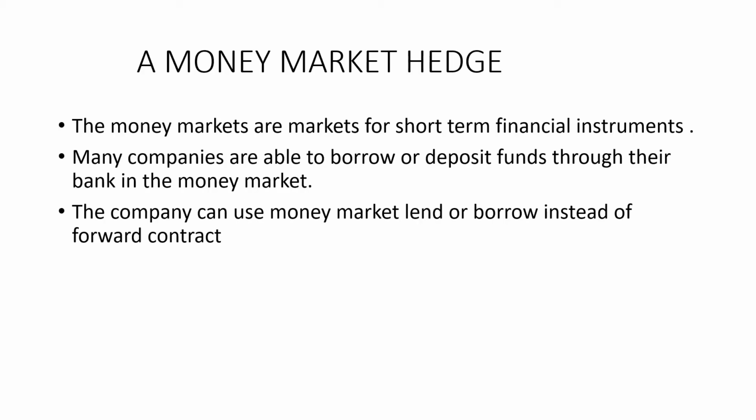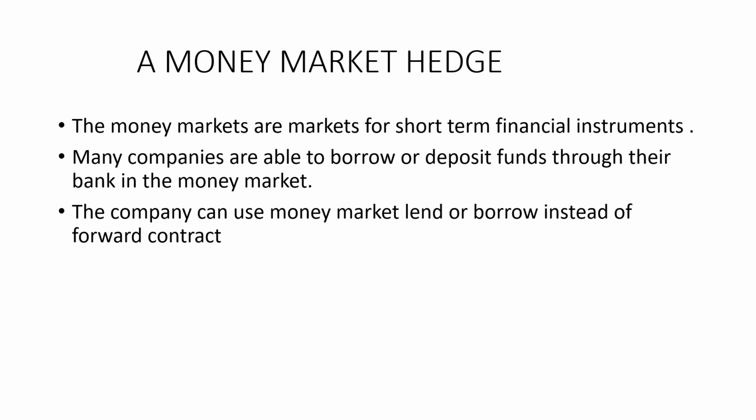Now, a money market is a market where securities or financial instruments of short-term duration are sold and purchased. There are many instruments like treasury bills, call loans, commercial papers, bank acceptances, and repo, that is, repurchase agreements. There are a lot of short-term financial instruments available in the money market, specifically debt instruments, because the money market is a market for short-term debt instruments. Many companies are able to borrow or deposit funds through their bank in the money market, because banks can facilitate them in purchasing and selling money market instruments.